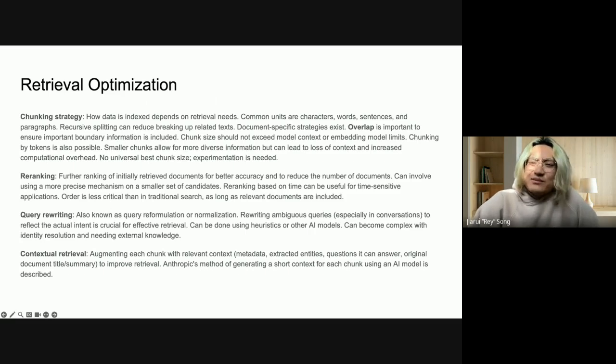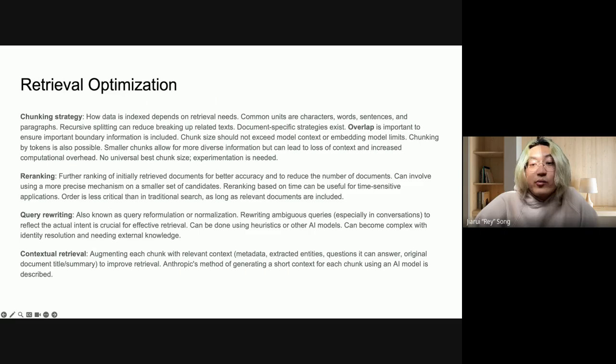Of course, chunk size must respect the context window limits of our foundation models and any embedding models we are using. Lastly, chunking by tokens, as defined by the generative model's tokenizer, can streamline downstream processing. However, be aware that switching models might require re-indexing. So there is a trade-off here. Smaller chunks can provide more granular information and allow more chunks within the context, but they risk losing broader context and increased computational overhead, especially for embedding-based retrieval. Experimentation is key to find the sweet spot for your specific data and use case.